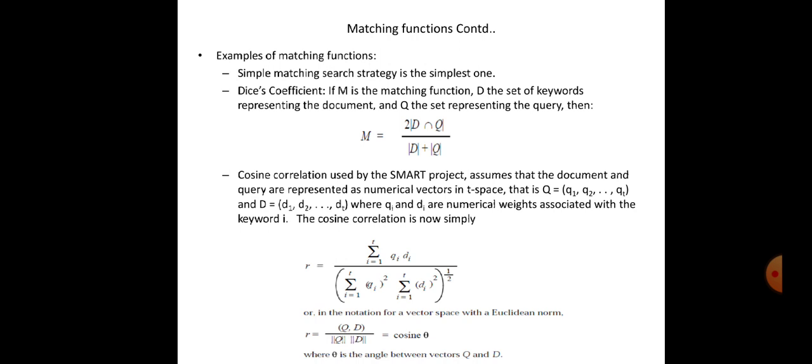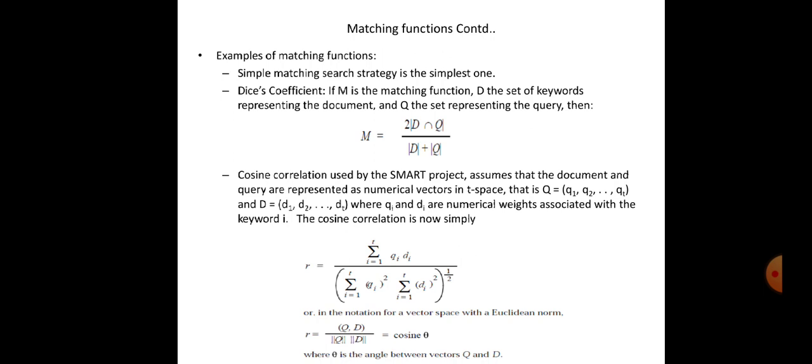That is the cosine similarity among different queries and different documents. It is used by the project called SMART and assumes that documents and queries are represented as numerical vectors in T-space. That is, Q can be represented as Q1, Q2, Q3 up to Qt, and D can be represented as D1, D2, D3 up to Dt, where Qi and Di are the numerical weights associated with the keyword i. The numerical weights mean what? The number of times that word is repeating in the query or the document.